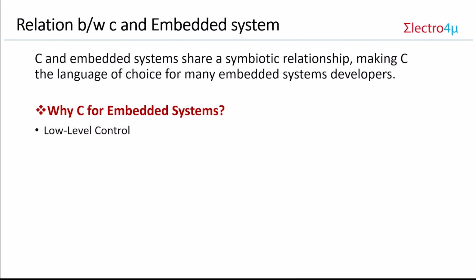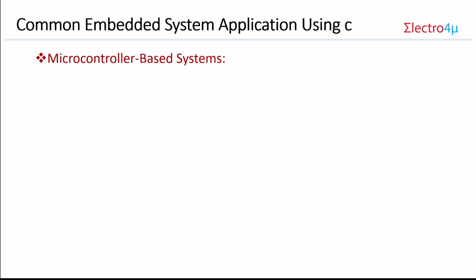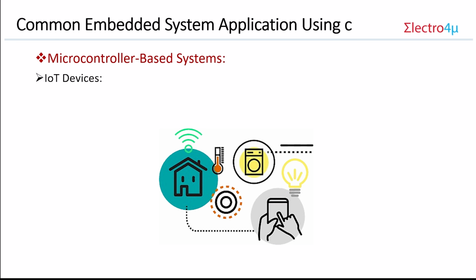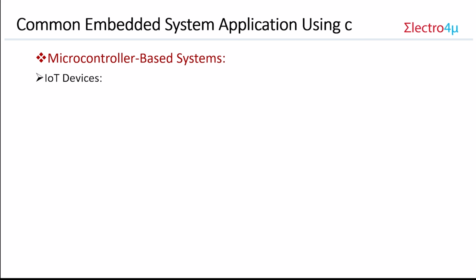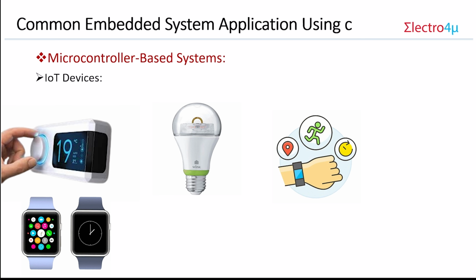Due to low-level control, efficiency and performance, portability, flexibility and expressiveness. Common embedded systems applications using C: microcontroller-based systems, IoT devices. C is widely used to program microcontrollers that form the core of IoT devices. Examples include smart home devices, thermostats, lighting systems, wearable tech, fitness trackers, smartwatches, and environmental sensors.